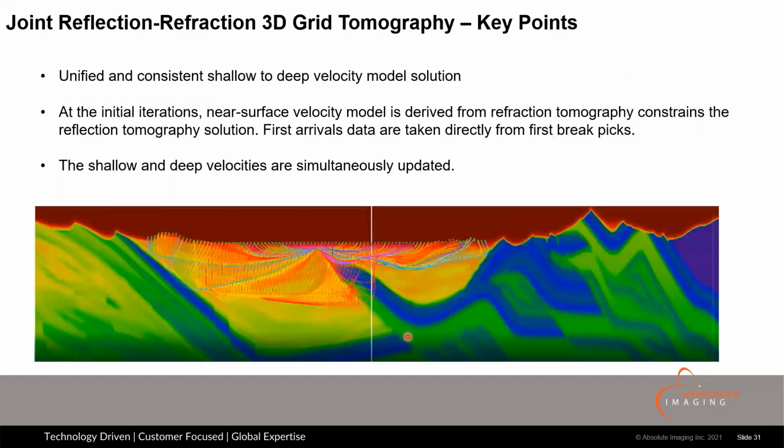Also we can have a joint reflection and refraction 3D tomography, so that we can use the shallow and deep velocities and update them simultaneously. It will treat this information differently: the refraction model can be updated using the first breaks, and the deep will be using those attributes that have been developed the standard way for us.